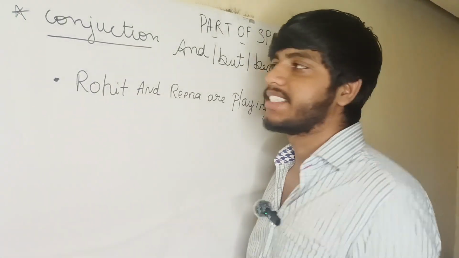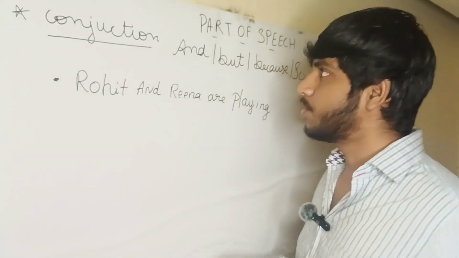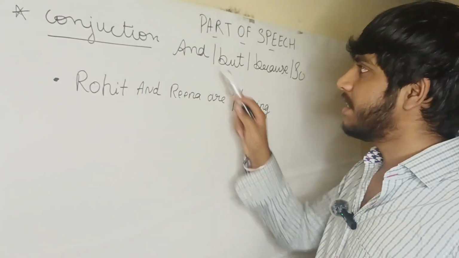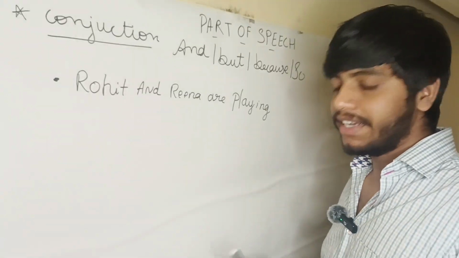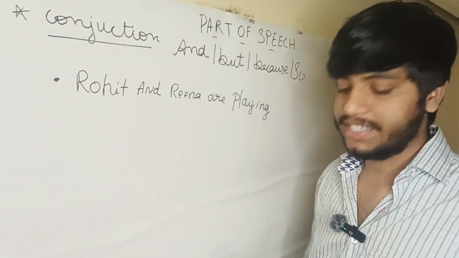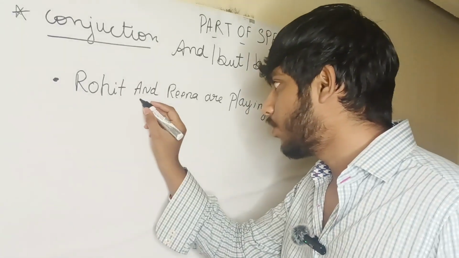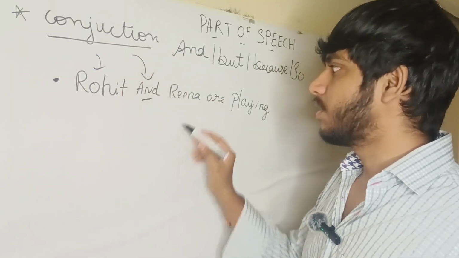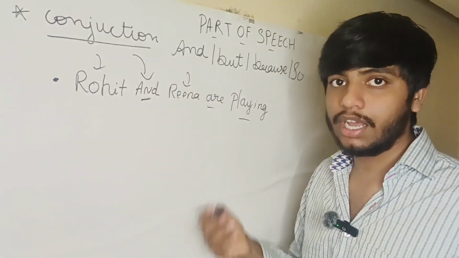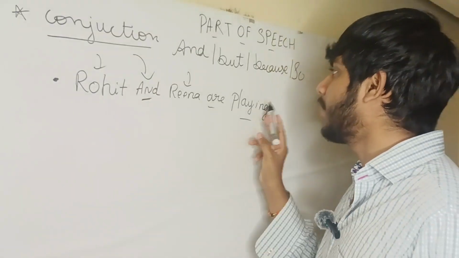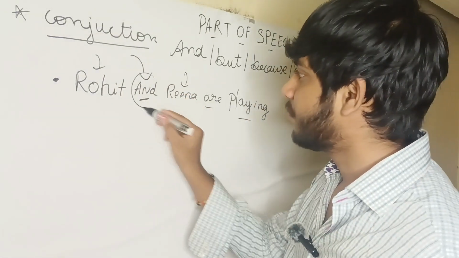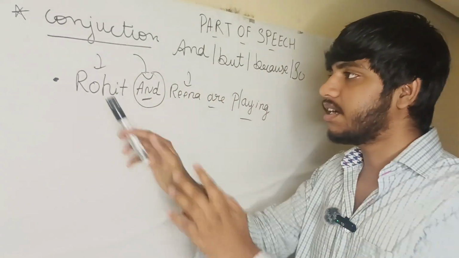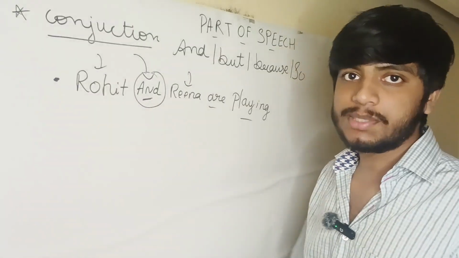Okay, the next part is conjunction. Conjunction helps to connect the sentence, with words like and, but, because, so. In any sentence, if there are these words, it means it's a conjunction. It connects the words and helps in understanding. For example, Rohit and Reena are playing. Rohit is a noun, are is a verb, playing is an action verb. And connects Rohit and Reena, so and is the conjunction. And, but, because, so are conjunctions which help the words to connect. Okay. Now let's move to the next concept.